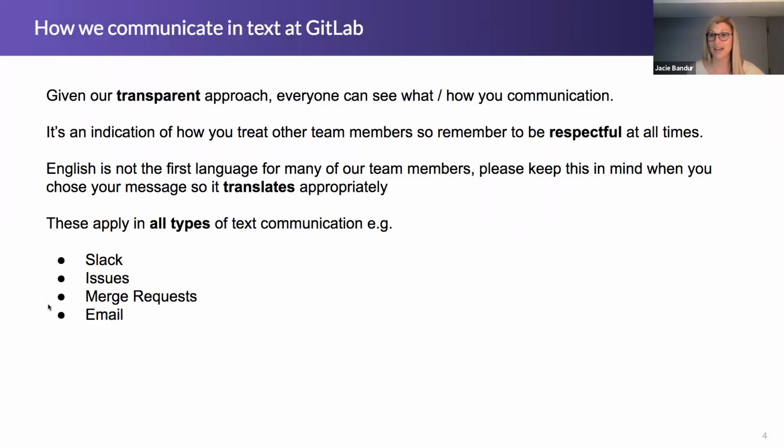As you all know, we try to work as asynchronously as possible. So that means there's a lot of text communication that happens, and that can happen in a variety of different avenues. So Slack, merge requests, issues, email, Google Docs, anywhere that text is happening in communication form or where someone may see the text. So that's what we're referring to today in our session.